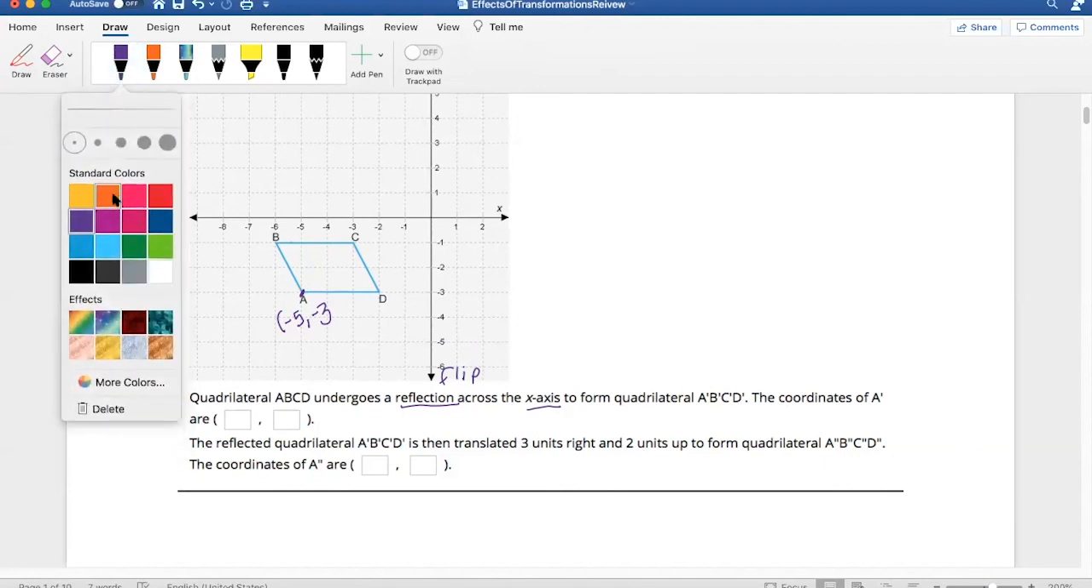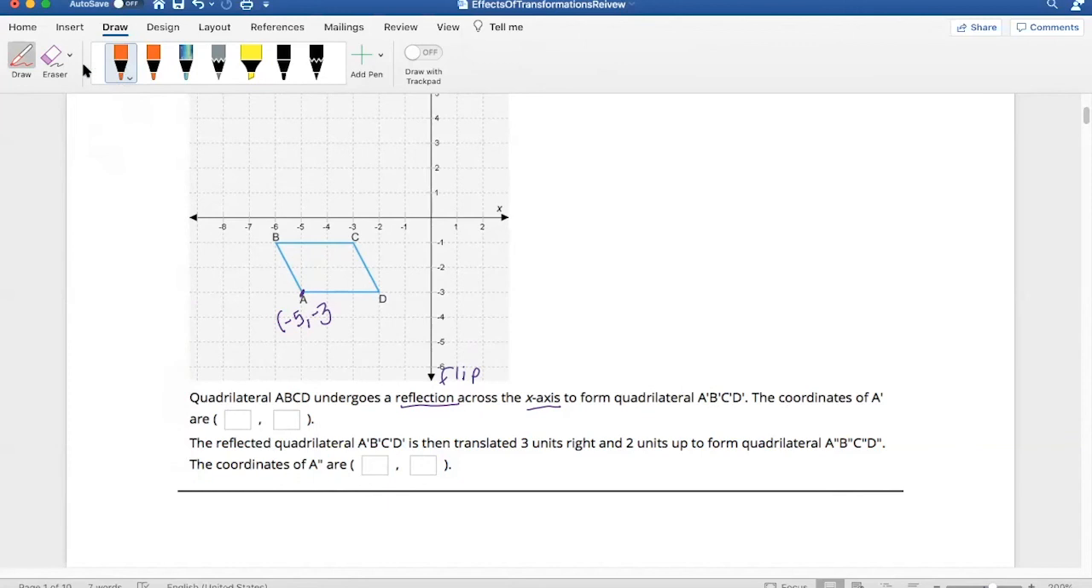So we really just have to look at this point A, and notice point A is located right here at (-5, -3). So that's our coordinate point for A. We are going to reflect this, a flip across the x-axis. And so basically it just ends up the exact same distance, but on the other side.